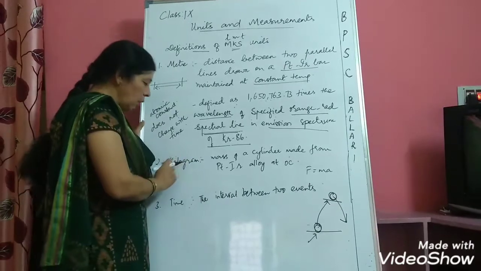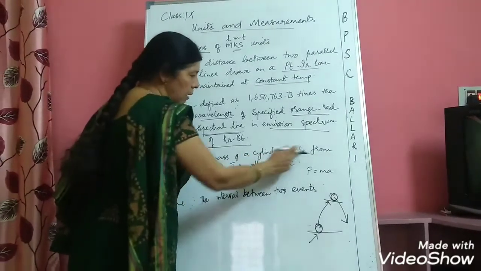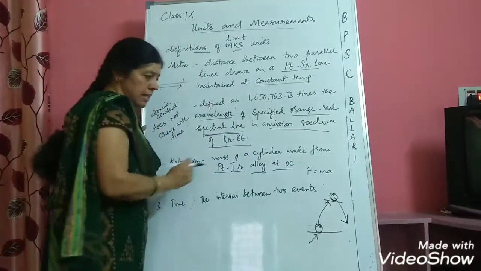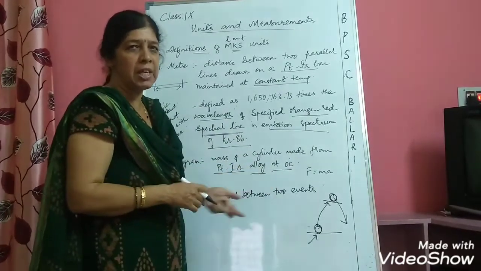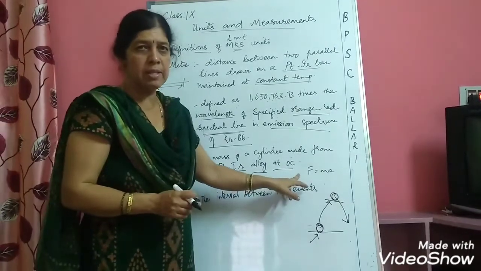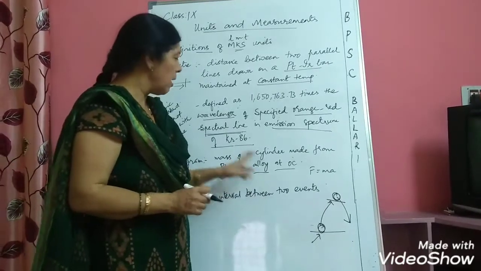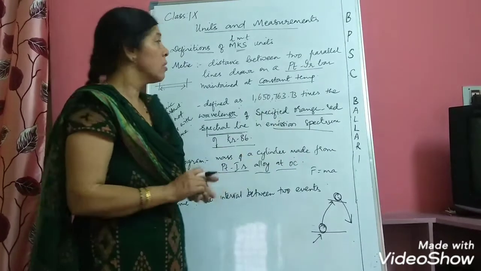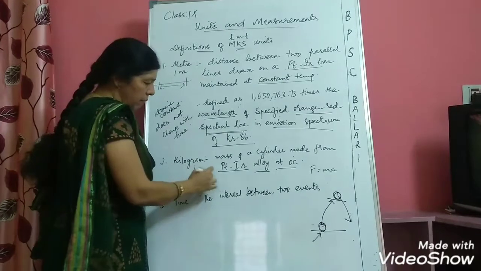Now likewise, kilogram also has been defined as the mass of a cylinder made from platinum iridium alloy at 0 degree Celsius. Again, as I told you, in the same International Bureau of Weights and Measures, a cylinder has been placed and it is maintained at 0 degree Celsius and it is made of an alloy of platinum and iridium. The mass of that cylinder must be taken as 1 kilogram. So, this is the 1 meter definition. This is the 1 kilogram definition.